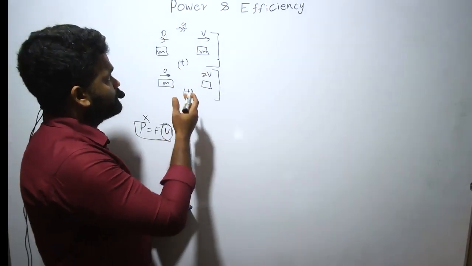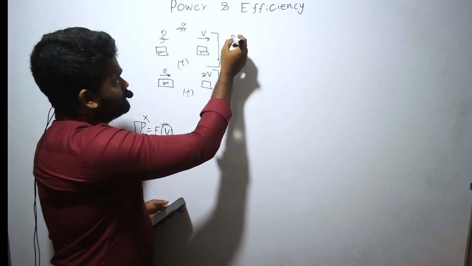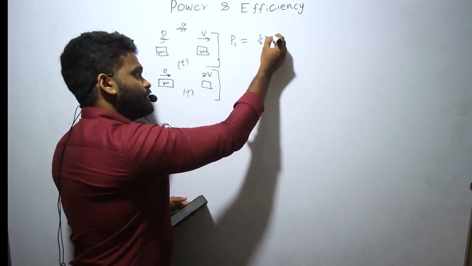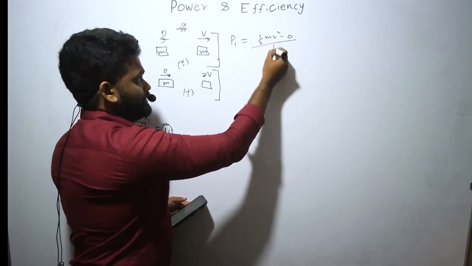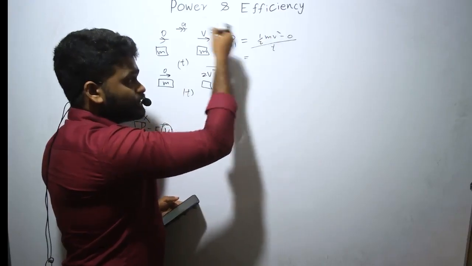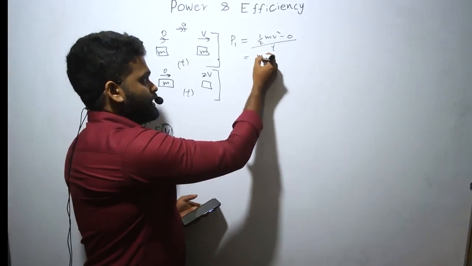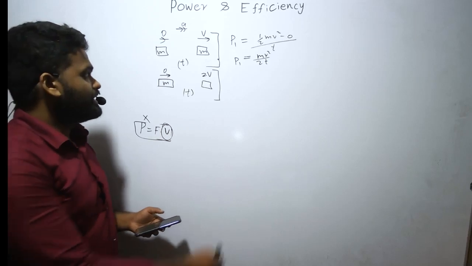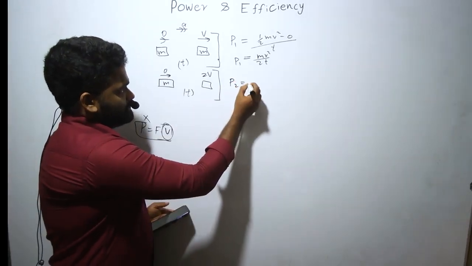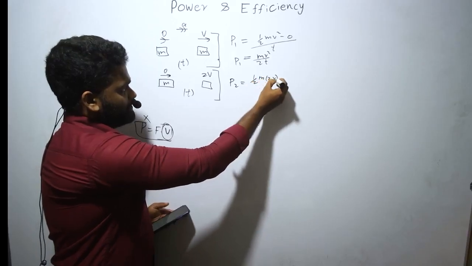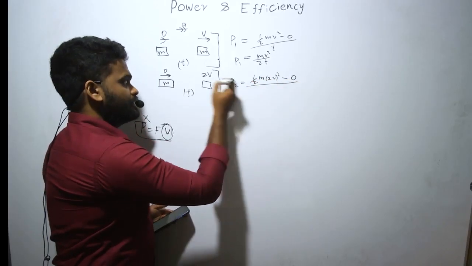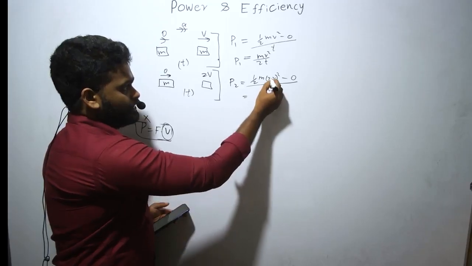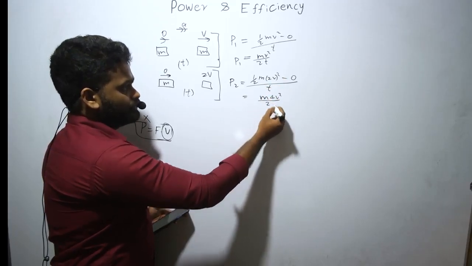So how do you use this? You can find the power from the kinetic energy gained, that is energy divided by time. The energy gained is half mv squared minus 0, since it is initially at rest, divided by t. So you get mv squared divided by 2t. That is P1, right? Then for the second case, let's say the power is P2. For that one also m, but now the velocity is 2v. Half m times 2v squared minus 0 divided by time, so you get m times 4v squared divided by 2t.